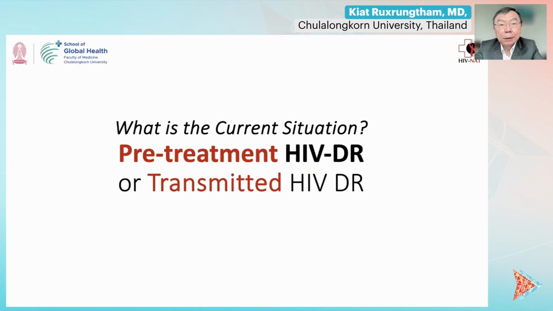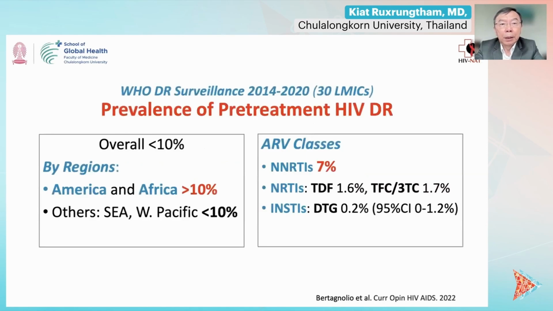The other factor that also impacts the treatment outcome of virological failure is the pre-treatment HIV drug resistance or transmitted HIV drug resistance. This is recently published data from the WHO drug resistance surveillance from 2014 to 2020, done in 30 low and middle income countries. So look at the prevalence of pre-treatment HIV drug resistance.